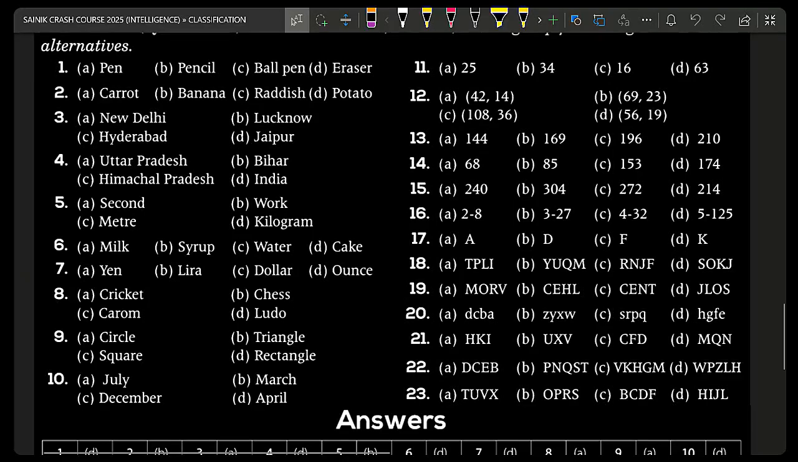Harshvardhan. Sir, the 13th one, D. Harshvardhan, I asked you to remember squares and cubes, no? Yes sir, I know squares. 12 square 144, 13 square 169, 14 square 196, but 210 is not there. 210 is not a perfect square. So which option is correct here? Sir, D. Except D, remaining all options are perfect squares. Can we write that reason? Yes sir.